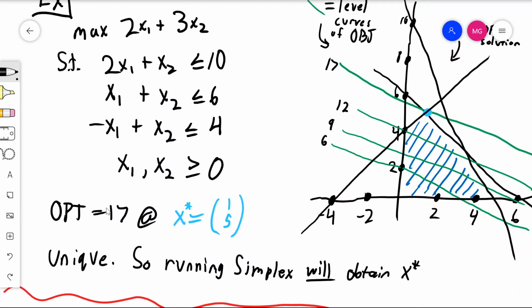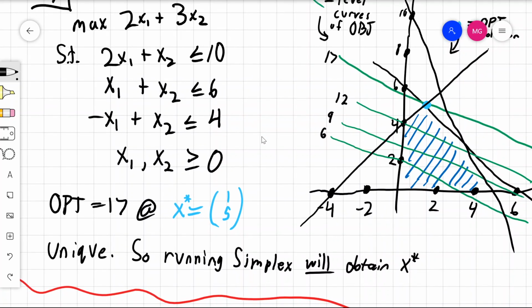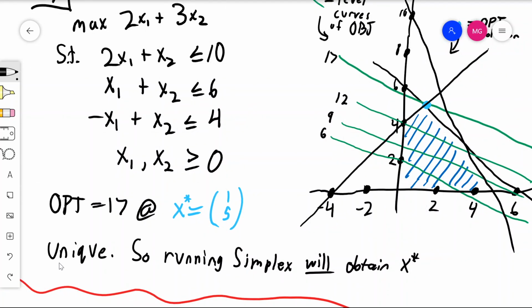So the optimal solution gives you an output value of 17 at this point in light blue that we had, which is x star is (1, 5), so 1 over and 5 up. So you can see when you plug in (1, 5) here, you get 2 times 1 plus 3 times 5, and that is 17. And it's unique, by the way. You can see that it's unique because this best level curve only intersected in one point, and that's right there. So running the simplex algorithm will obtain this unique optimal solution precisely because it's unique.